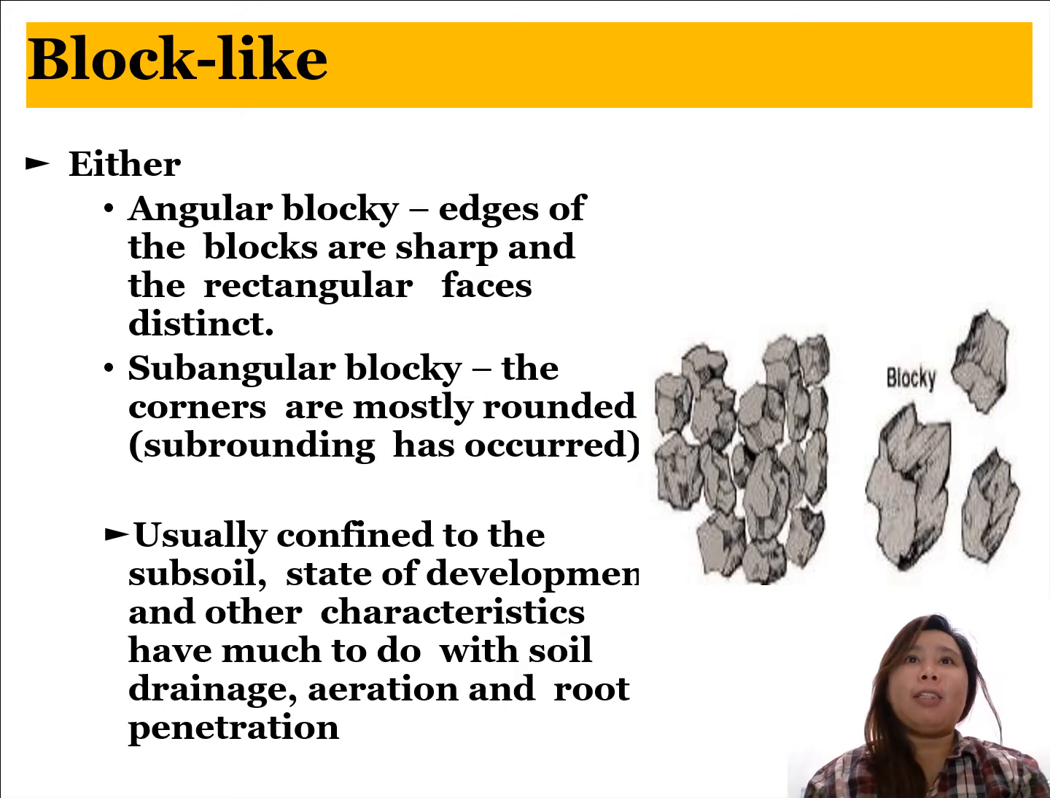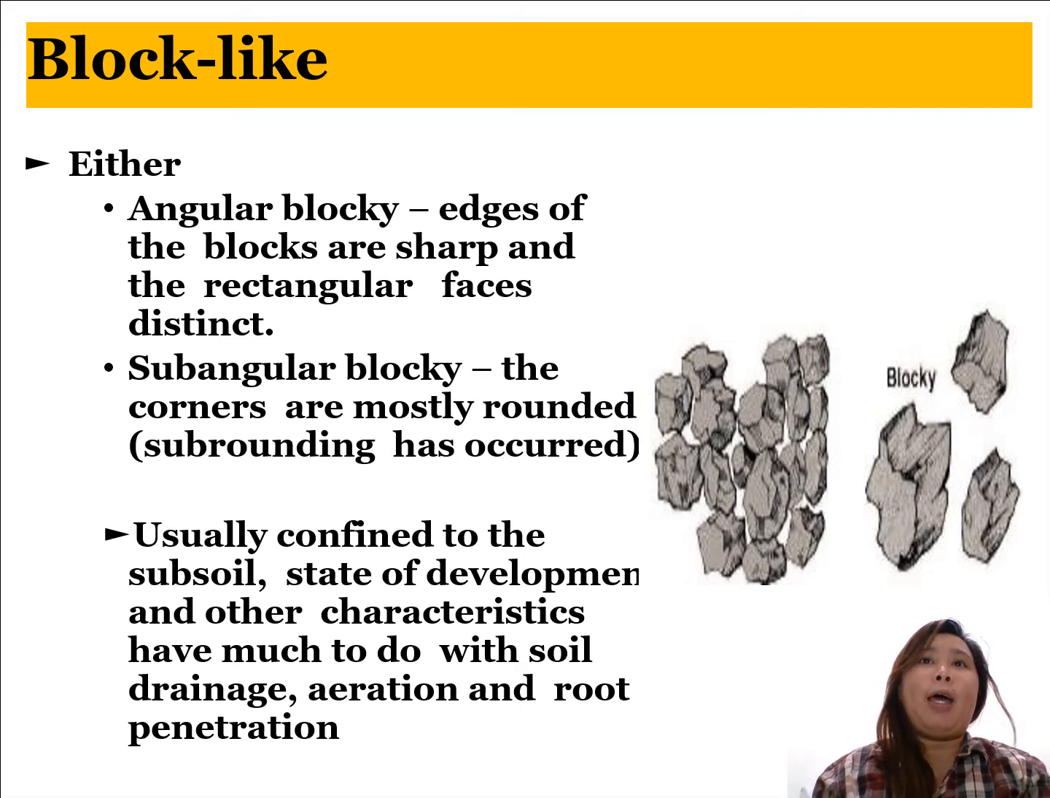For block-like, these are either angular blocky, in which the edges of the blocks are sharp and the rectangular faces are distinct, or it could be subangular blocky, in which the corners are mostly rounded. So there is subrounding that has occurred. And these structures are usually confined to the subsoil or the B horizon state of development. And other characteristics have much to do with soil drainage, aeration, and root penetration.